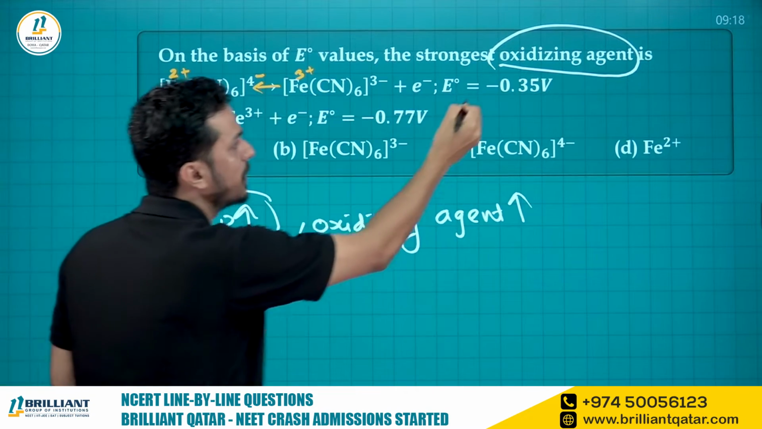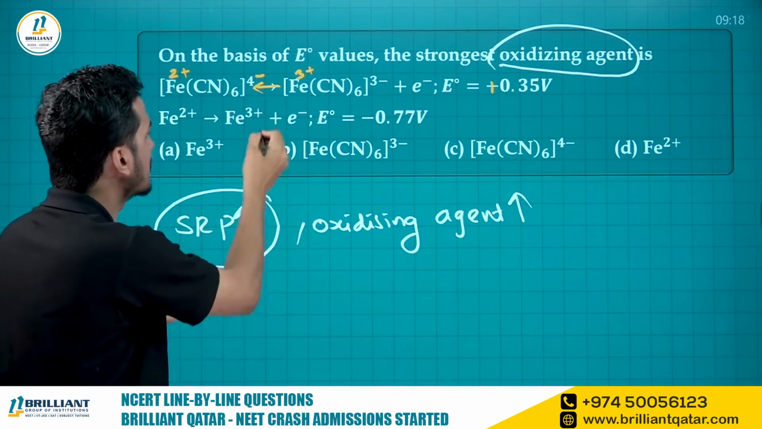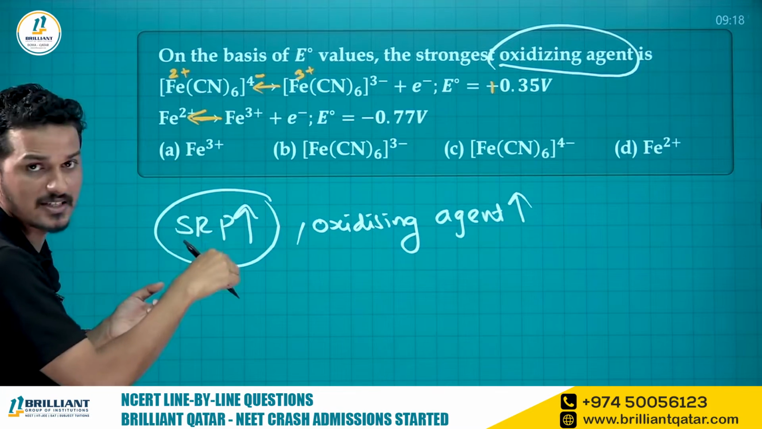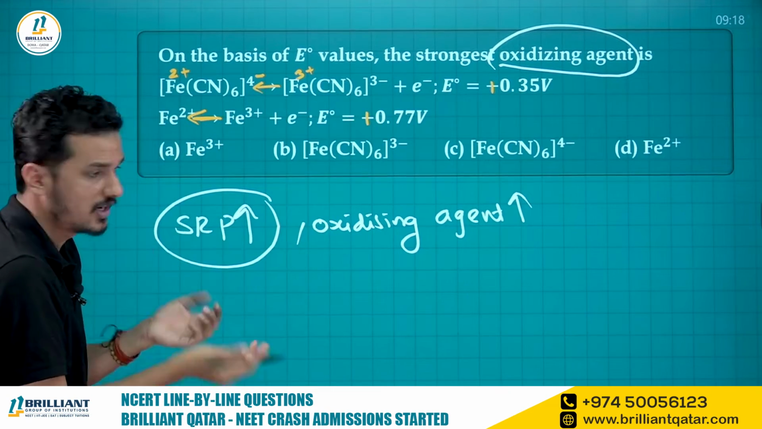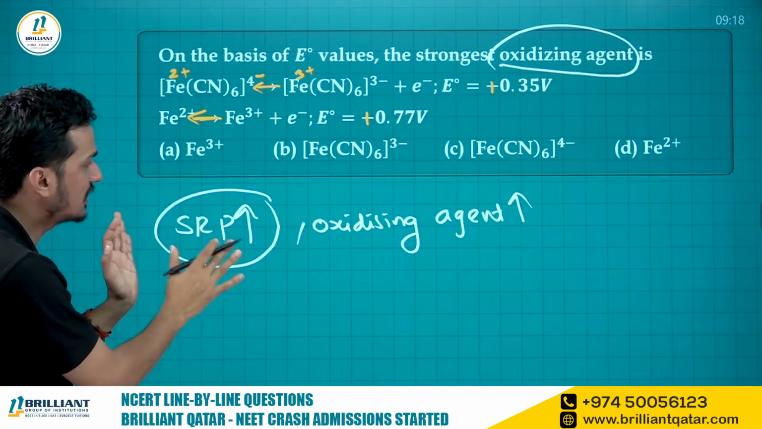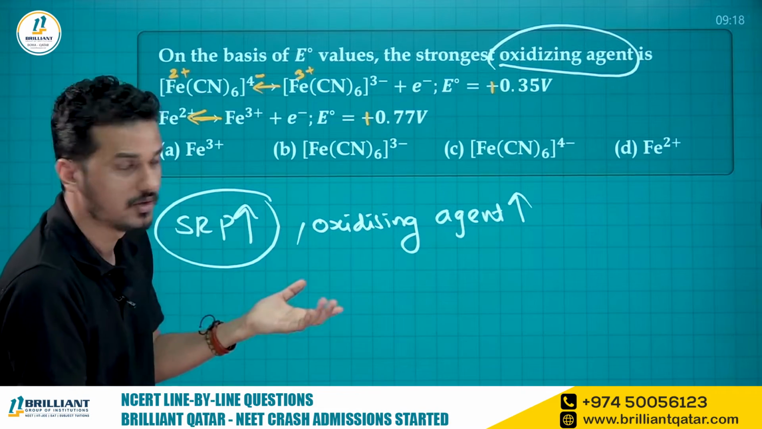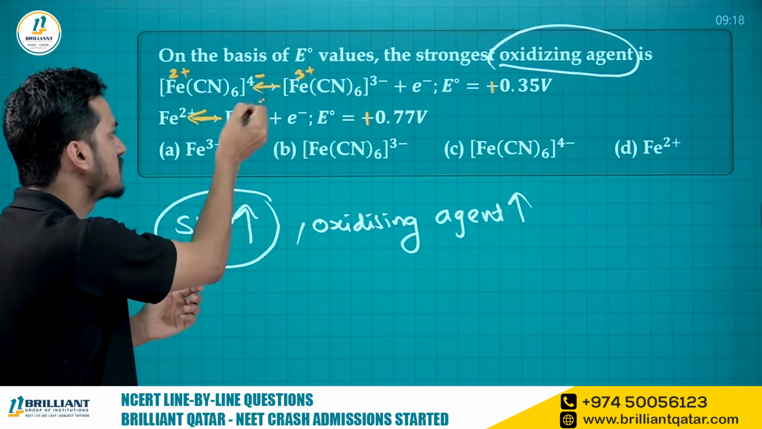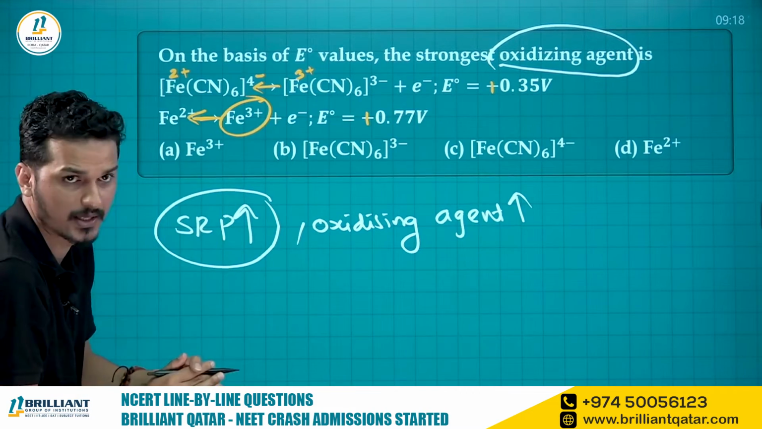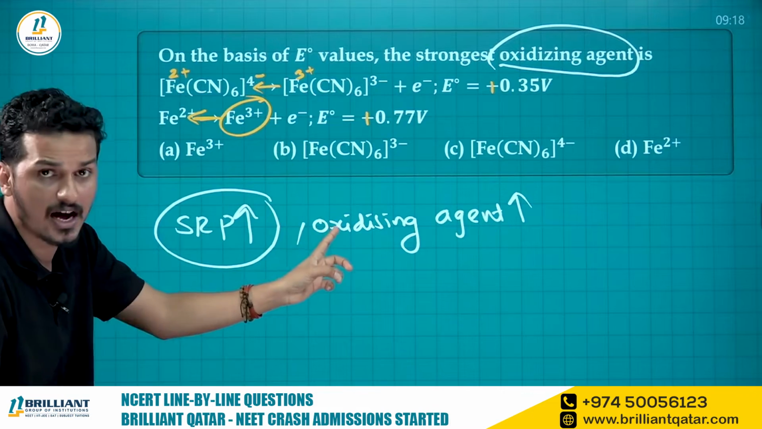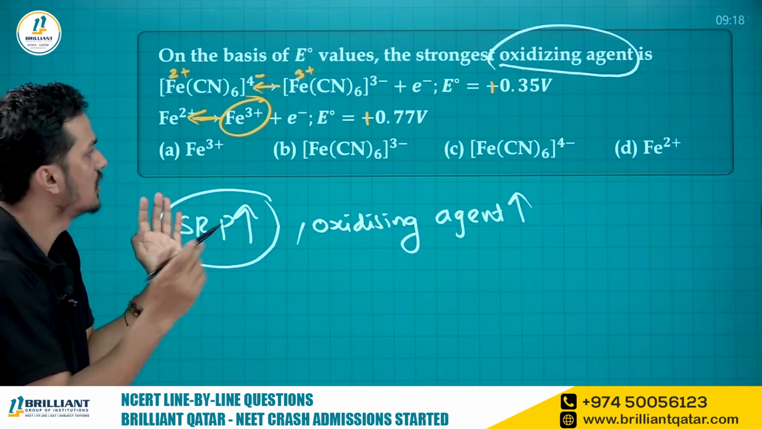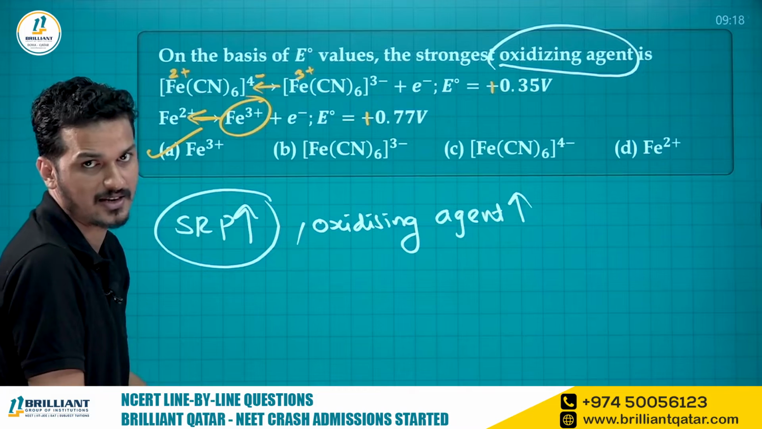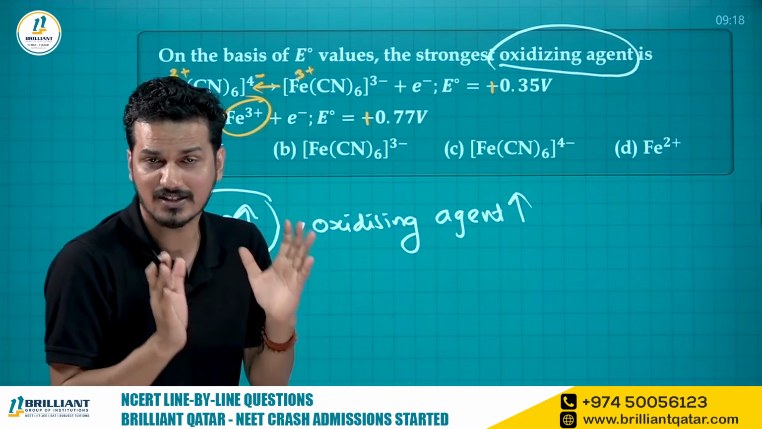So that time this will become plus. And we have to consider this reverse reaction, that time this becomes plus. Now you tell me, the one with the high SRP, which one is the bigger value? This 0.77 volt is the bigger value. So that is for this left hand side one, Fe3 plus. So Fe3 plus will be the most powerful oxidizing agent. So A is the correct answer. I hope you guys got the answer very clearly.